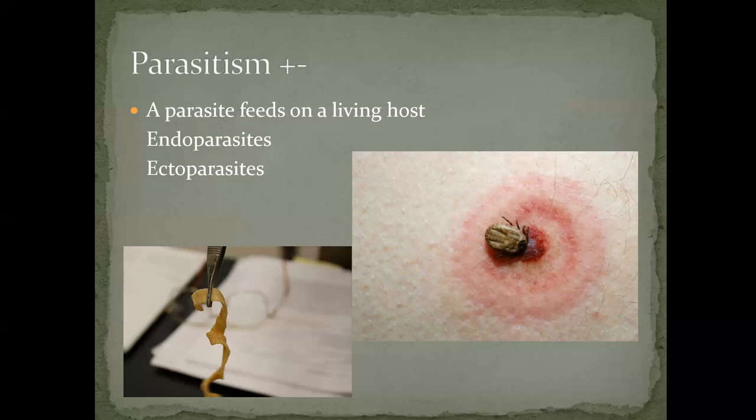Another plus-minus situation is parasitism. Parasitism is different from carnivory or predation in that a parasite is an organism that feeds on a living host. And there can be endo and ectoparasites. Endoparasites, like on the left, are tapeworms found inside the organism. They benefit from being in the organism while the host, in this case, we call the organism a host rather than prey, does not benefit. It is actually harmed by this relationship. And on the right, we see an ectoparasite, a parasite found on the outside of the host, like a tick.